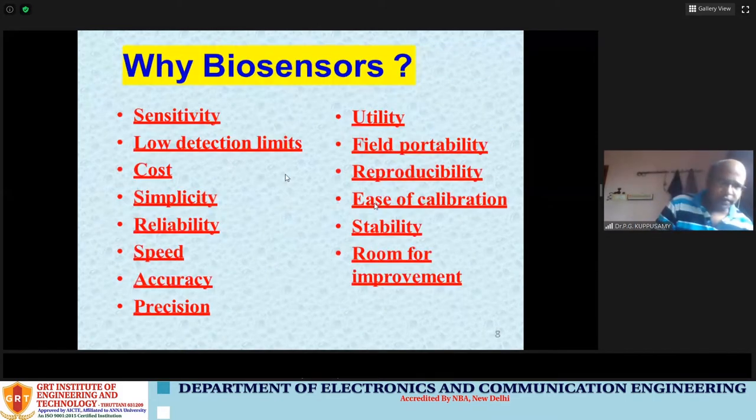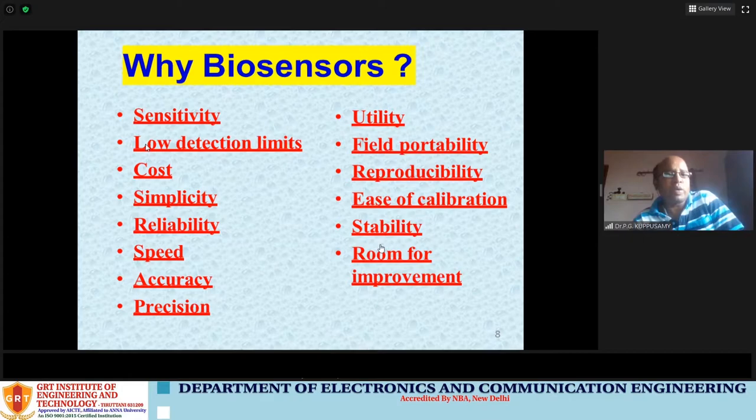Why biosensors? What is there in a biosensor? What is the importance of biosensors? The sensitivity is very important. One of the important factors is sensitivity. Cost is a very important factor in your biosensor. Cost must be very, very low.